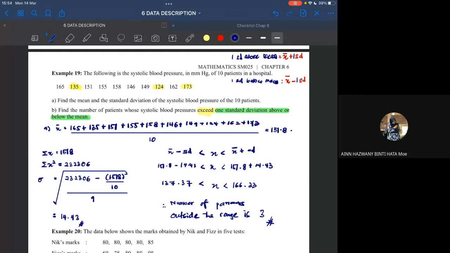Okay, boleh ke? Jelas ke? Jelas, Miss. So bila dia cakap 1 standard deviation above the mean, just simply mean tambah dengan 1 darab standard deviation sebab dia kata 1. Okay, kalau dia kata 2 standard deviation, 2 darab standard deviation lah. Okay, so that is how we find the answer.